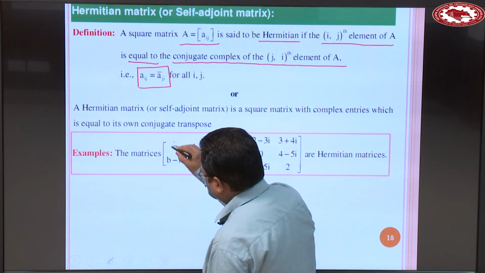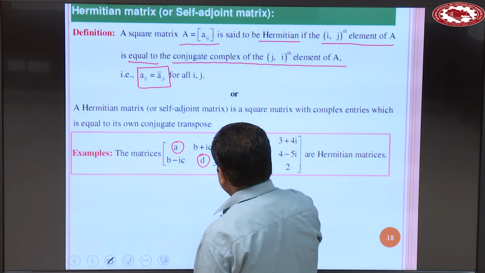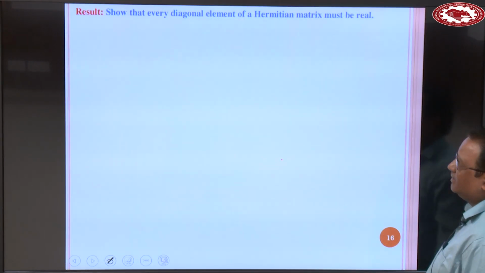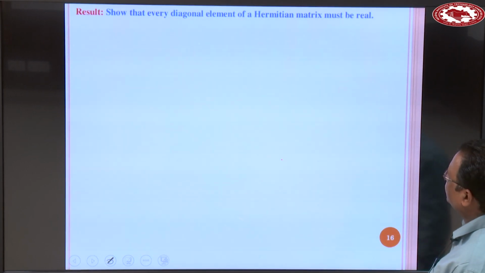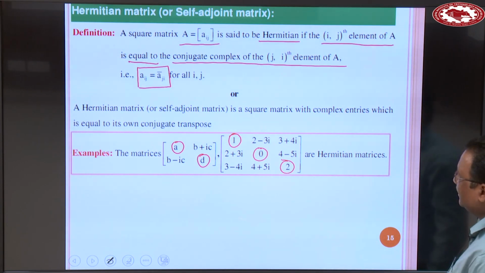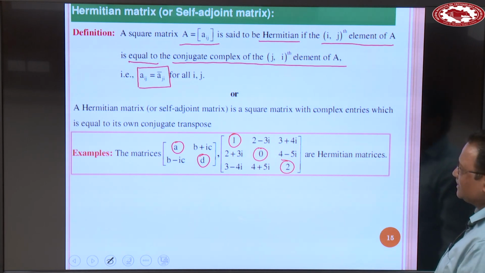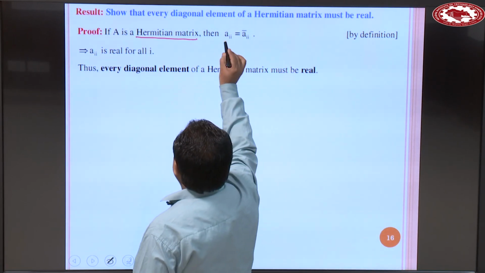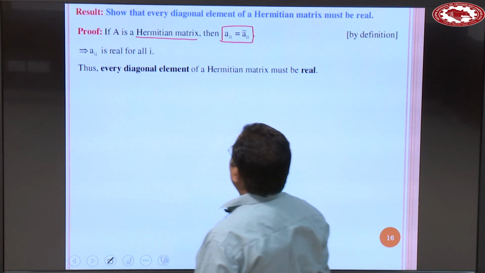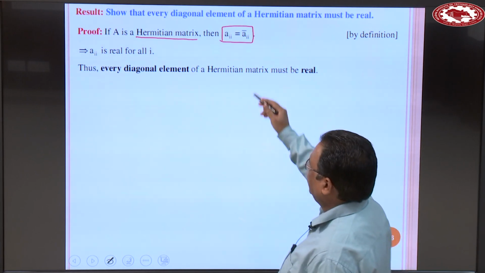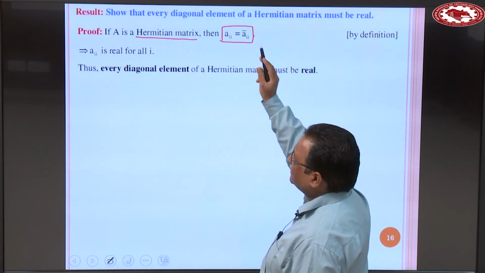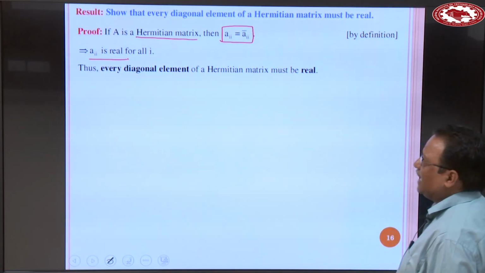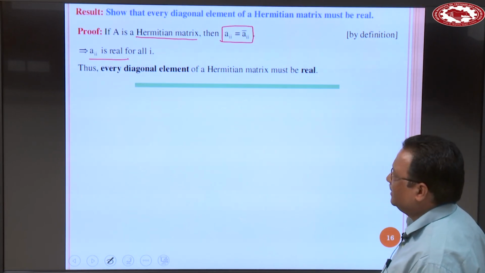Now, observe that here A, here D, here 1, here 0, here 2, no complex number. So, every diagonal element of a Hermitian matrix must be real. Why? If A is Hermitian matrix, then by definition Aii is equal to Aii bar, and if Aii is equal to Aii bar, this means Aii is real for all i. So, every diagonal element of a Hermitian matrix must be real.